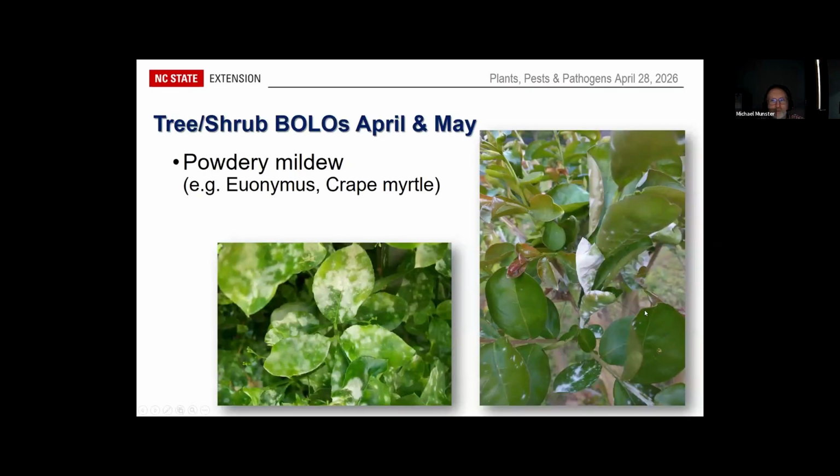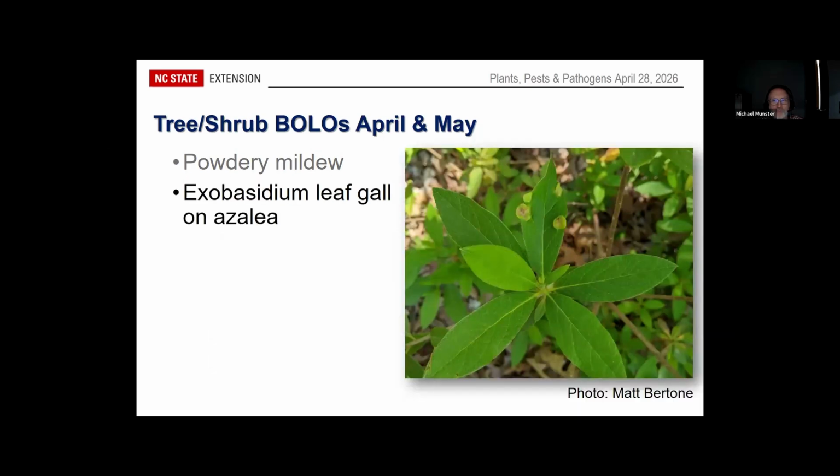Of course, powdery mildews will be building up their populations. You see it especially on certain hosts like euonymus, crepe myrtle, and susceptible varieties of crepe myrtle. You may see it on very small dogwood seedlings and a number of other plants. So that's always one to be on the lookout for.